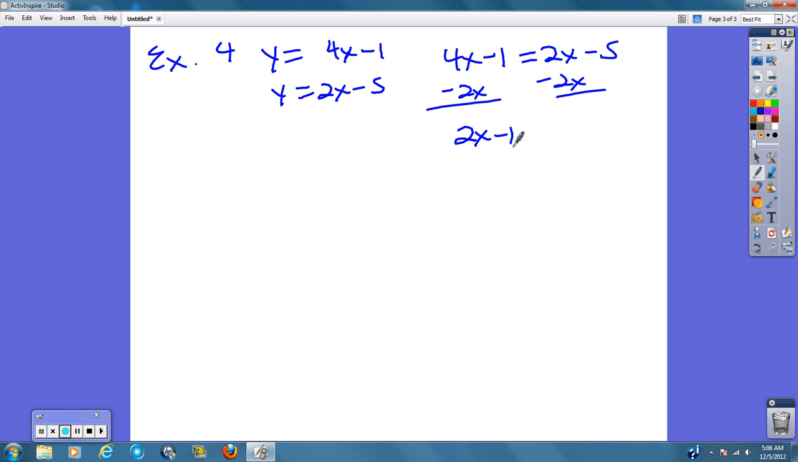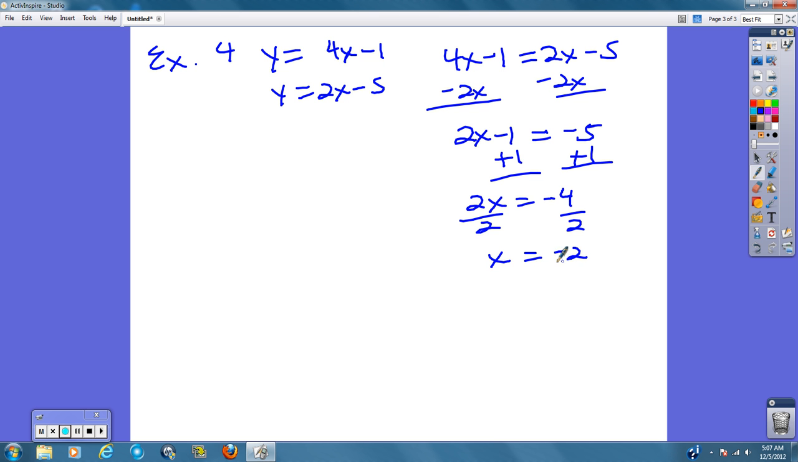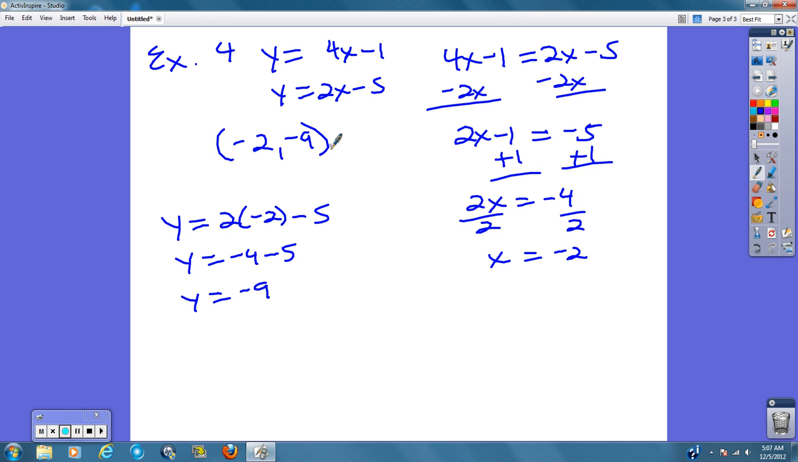So there's 2x minus 1 equals negative 5. I'm going to add 1. So we're going to get 2x equals negative 4, divided by 2, and so x equals negative 2. Now I'm going to take x equals negative 2 and put it in one of the other two. It doesn't really matter. I'm going to use the second one. There's nothing special about that. So y equals 2 times negative 2 minus 5. So y equals negative 4 minus 5. y equals negative 9. So my ordered pair is (-2, -9). And guys, that's what you're doing.